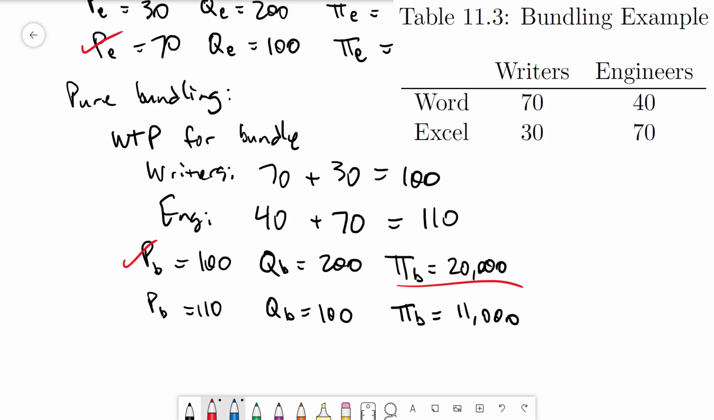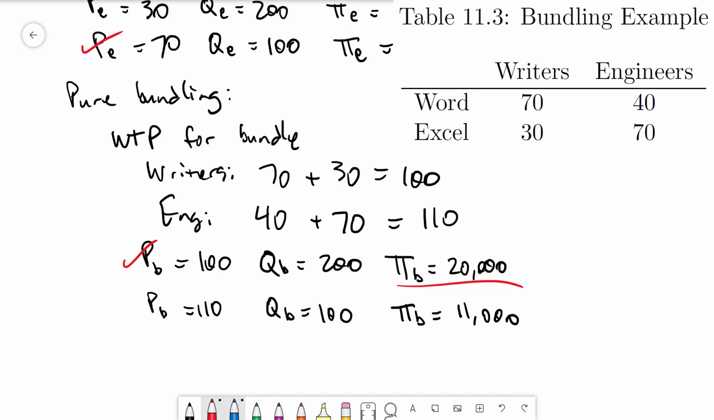Bundling works well when the segments differ a lot on their values for the individual components, but don't differ very much in their valuation for the whole bundle. We can see that the writers cared a lot more about Word than the engineers did, and the engineers cared a lot more about Excel than the writers did. But once we add everything up, these two groups look almost the same.